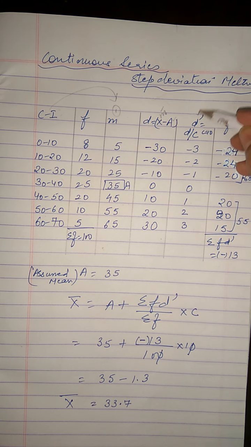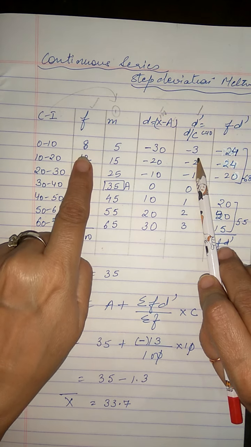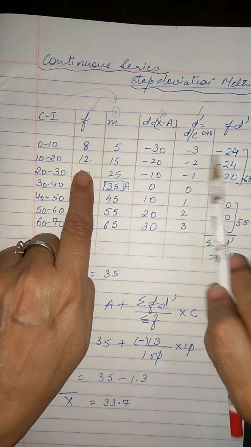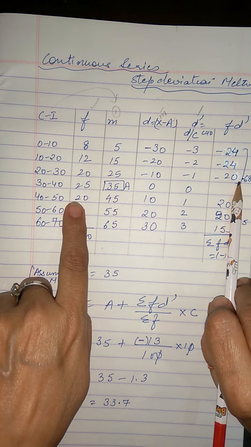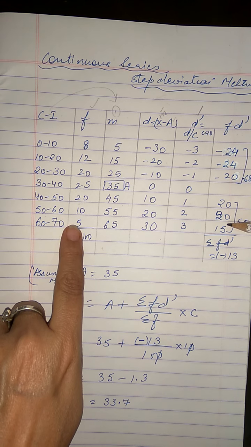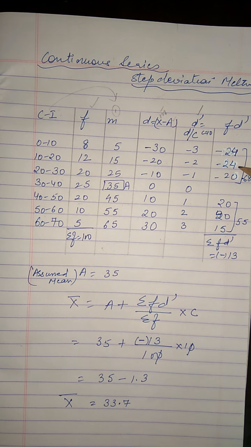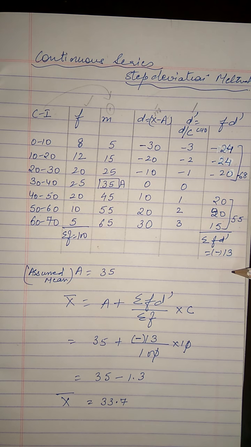Now we will calculate fd dash. We will multiply d dash with the frequency. Minus 3 multiplied by 8 is minus 24. Minus 2 multiplied by 12 is equal to minus 24. 20 multiplied by minus 1 is minus 20. Same way 20, 20 and 15. We will calculate separately the negative and the positive deviations. So negative deviation comes to 68, whereas positive deviations come to 55. So the FD dash is minus 13.